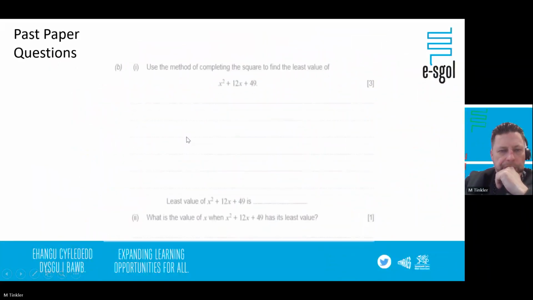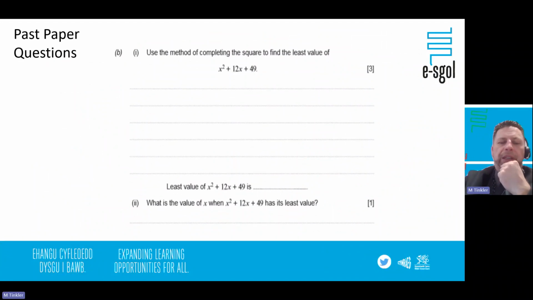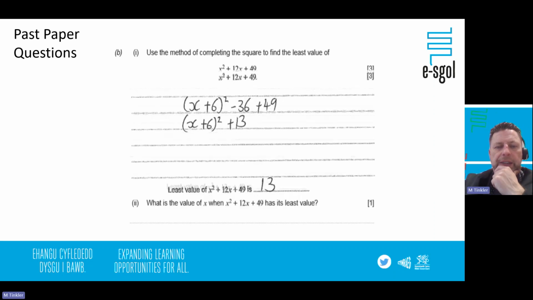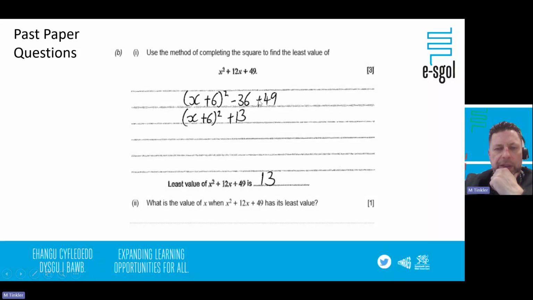So here's a past paper question on completing the square. And this is one you will have seen if you've watched session 5. Okay, think about halving it. I'll give you a minute or so. Okay, so half of 12 is 6. Don't forget, you've got to counteract that 6 squared by taking away 36 and add 49.